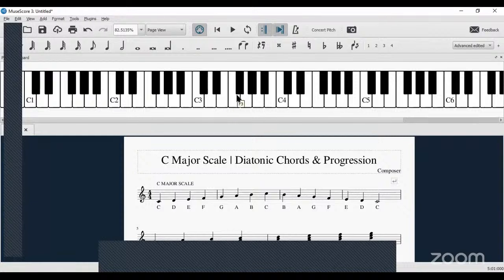Okay, so there are two different places on the piano where two white keys that are next to each other are actually only half steps. The first one is E to F, and the other one is B to C.